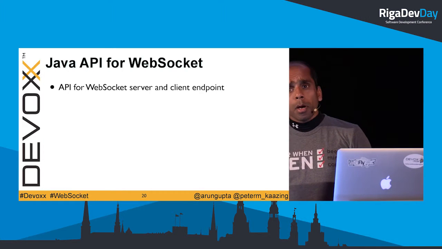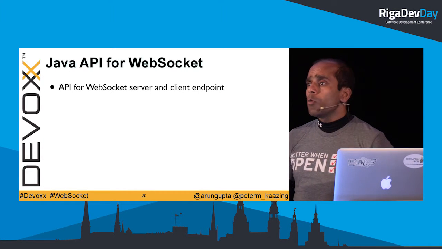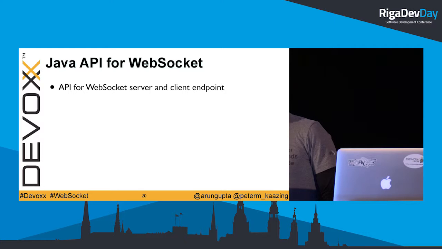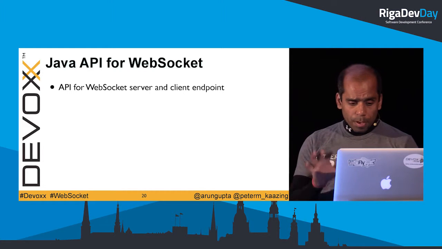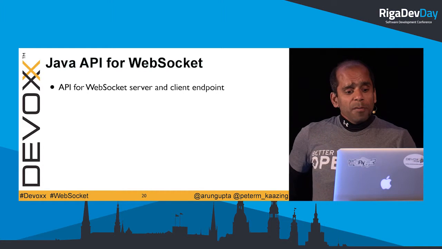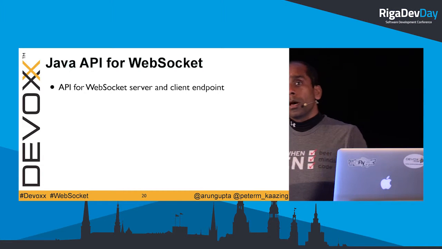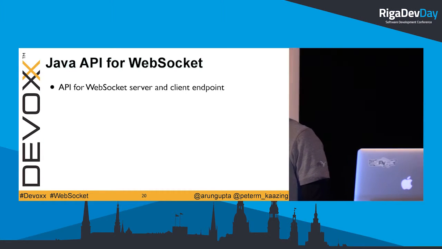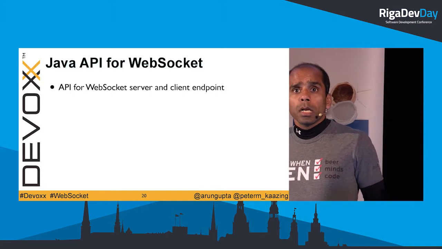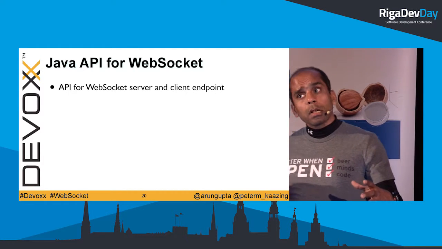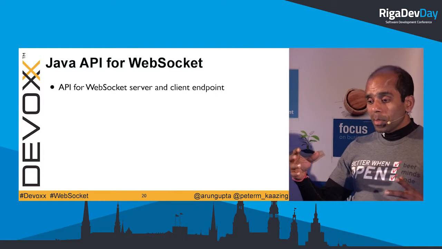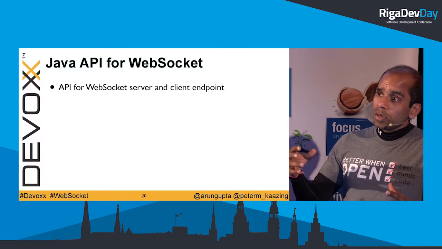All right, so let's talk about Java API for WebSocket and how it enables a simple WebSocket application development. Java API for WebSocket basically provides an API for doing a server endpoint and a client endpoint. Now, in a WebSocket, we talked about a single client and a single server, but it's not a peer-to-peer communication.